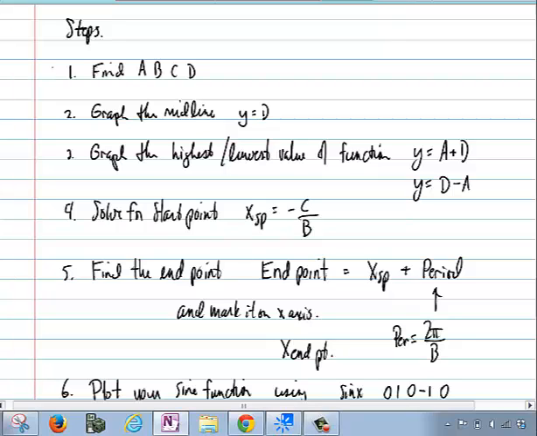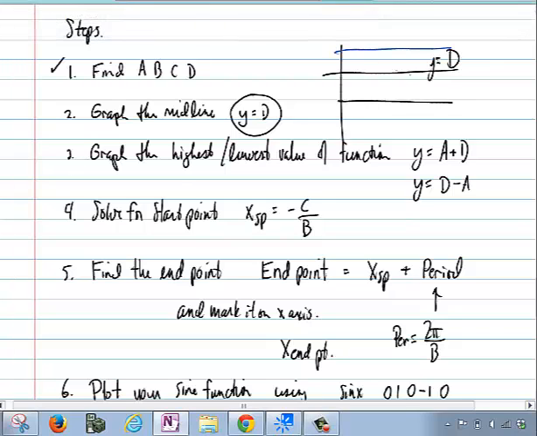And on the first step, we found A, B, C, and D, just like we did before. Now, remember, the first step after you find A, B, C, and D is to graph the midline, horizontal line, y equals D. Then we graph the highest and lowest values of the function using the amplitude. So we go up and down by the highest and lowest amounts. That would be the amplitude. We figure out what the starting value is by using this equation. So that would be the starting point.